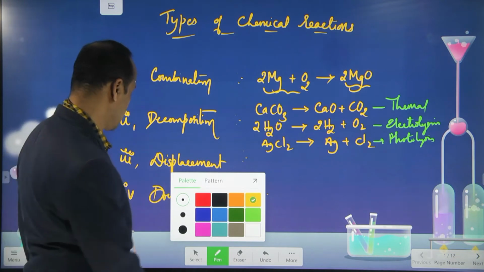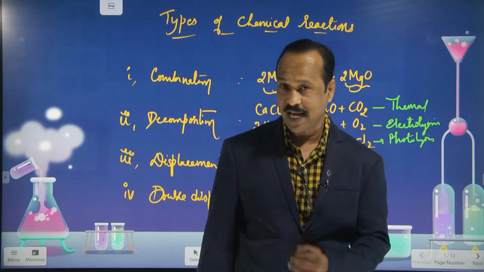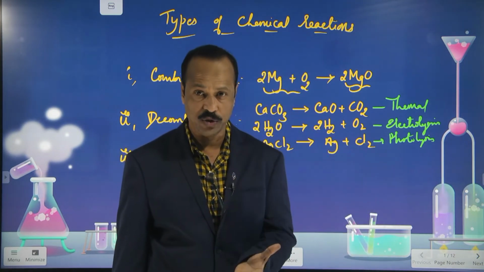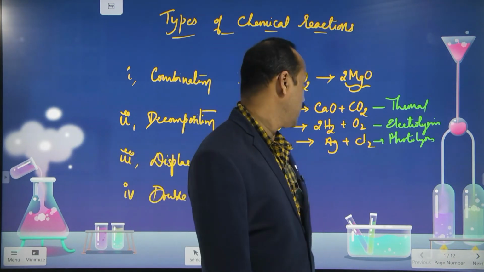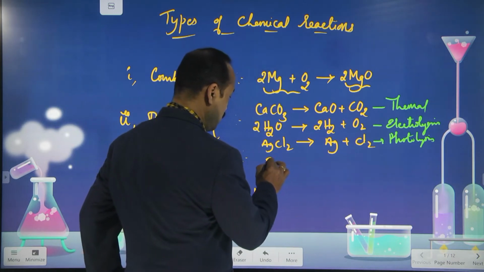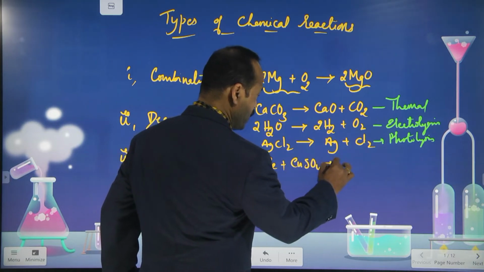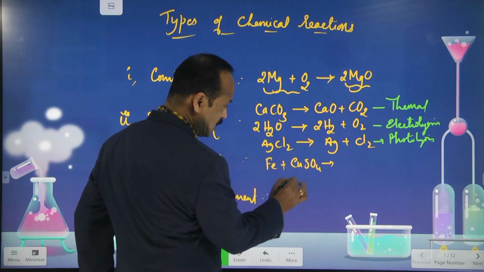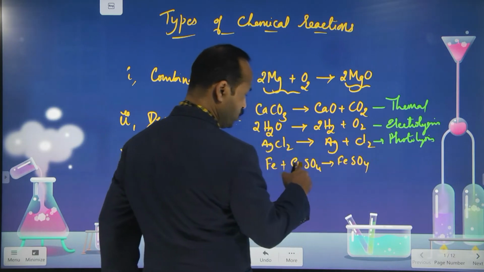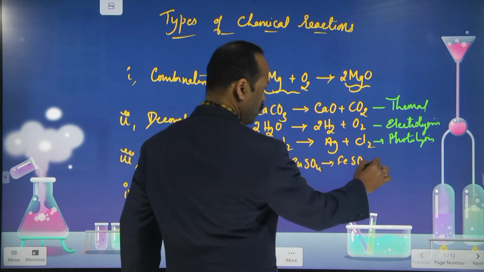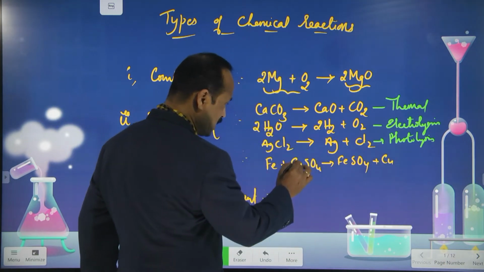Now displacement. What I said: here a more reactive element displaces a less reactive element from its compound or from its solution and forms a new compound. That is called displacement. For that I gave an example: iron, Fe, when you add it to the copper sulfate solution, blue colored solution, this iron displaces copper to form FeSO4. Here CuSO4 is copper sulfate, but now it becomes ferrous sulfate plus copper. So this element is displacing.